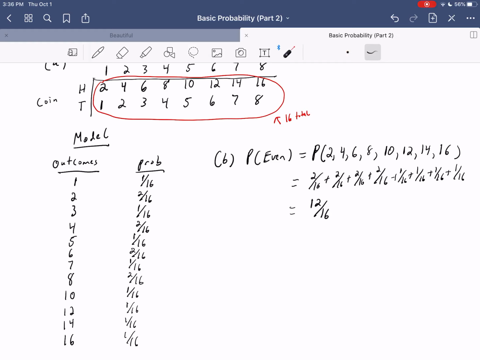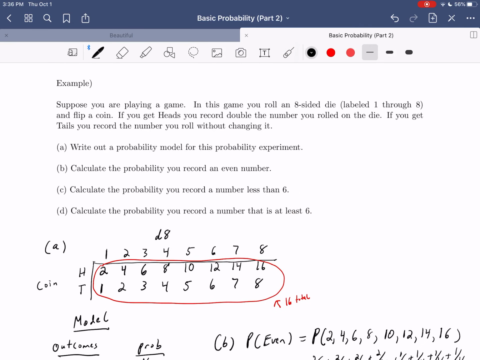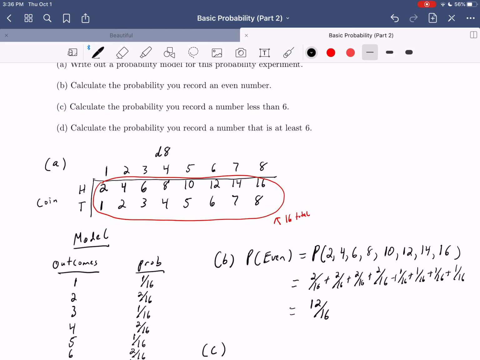In other words, if we went back to the original diagram, 12 of the numbers in here are all even numbers out of 16. And you can see that there's 1, 2, 3, 4, 5, 6, 7, 8, 9, 10, 11, 12 of them that are even numbers. Perfect. Let's try another one. For part C, we want to calculate the probability you record a number less than 6.